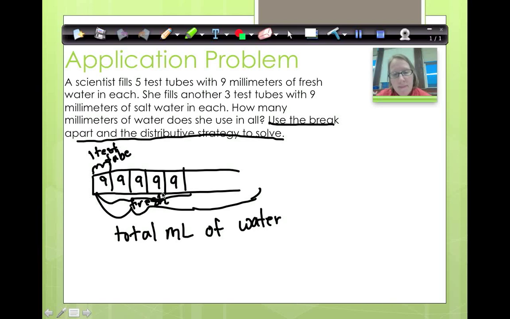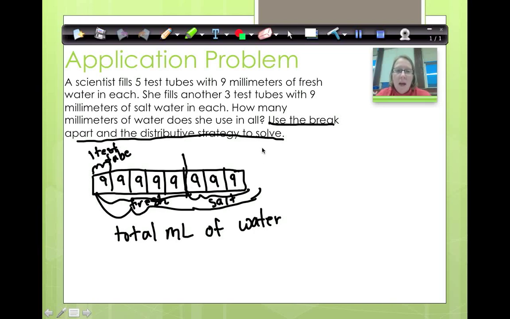There we go. Now let's do the other one. She fills 3 test tubes with 9 millimeters of salt water. So let's do 3. 1, 2, make it just a tad bit longer. Each one had 9 millimeters, but this time from here over, this is the salt water. So from here to here is fresh water, from here to here is salt water.